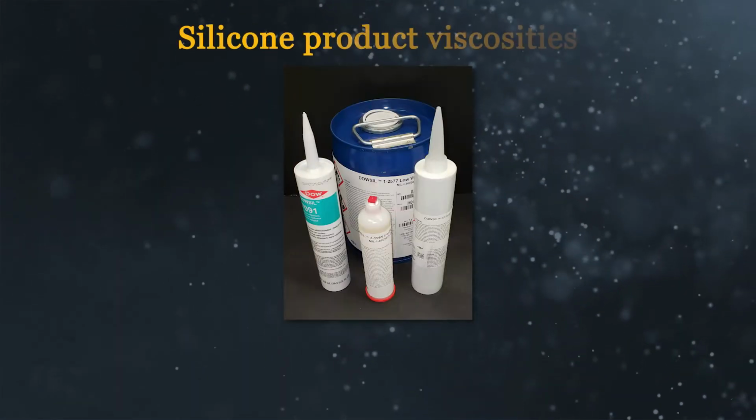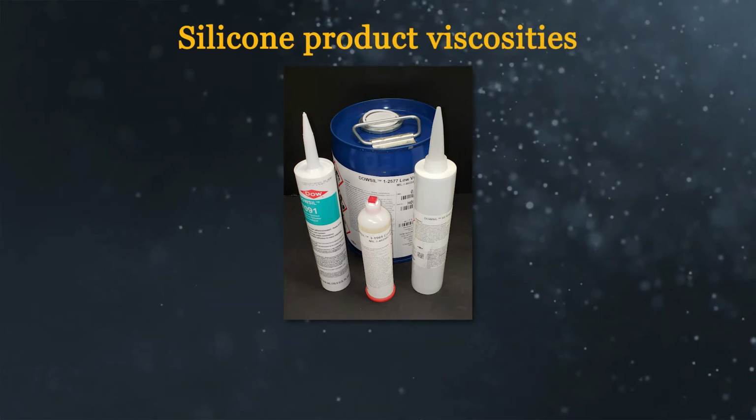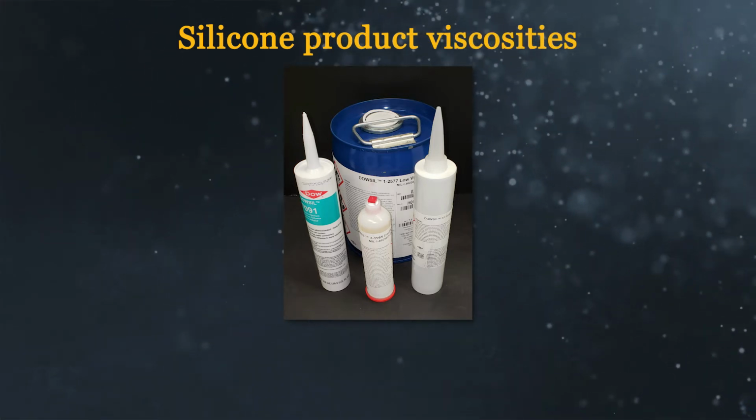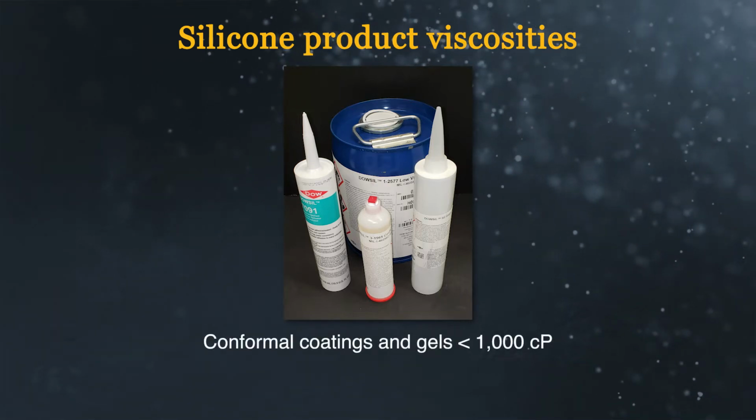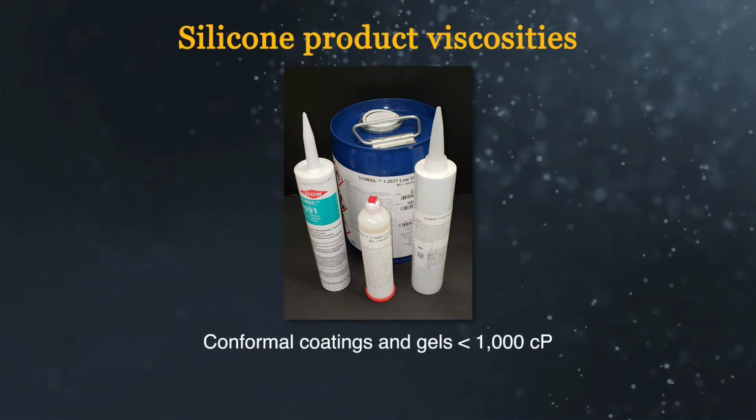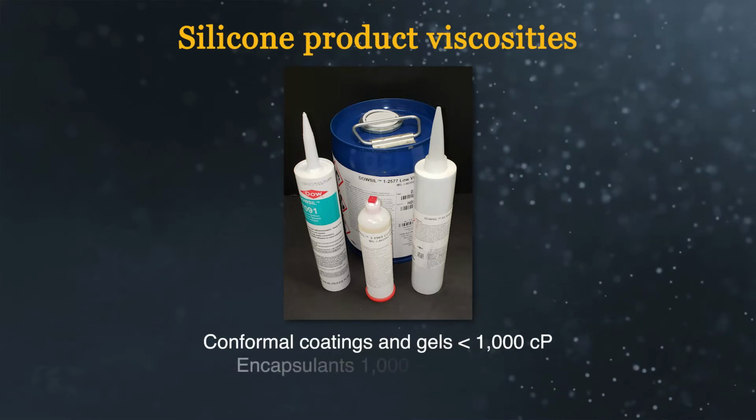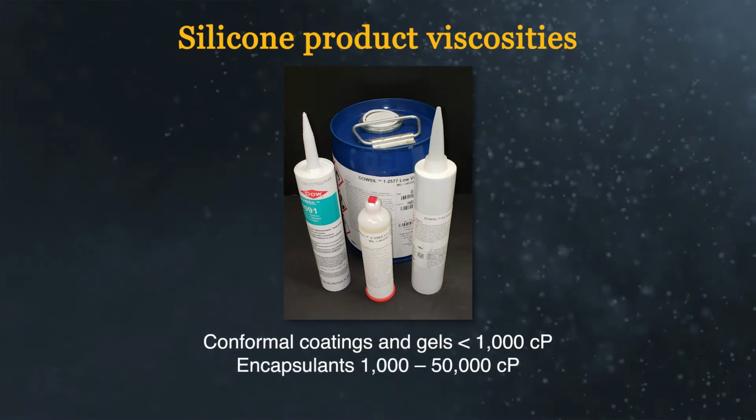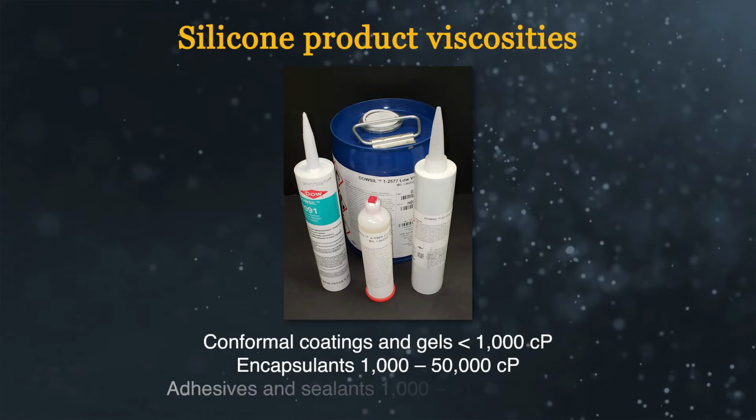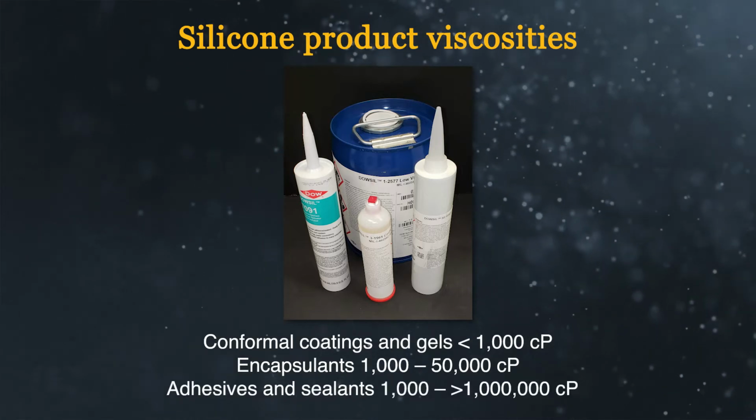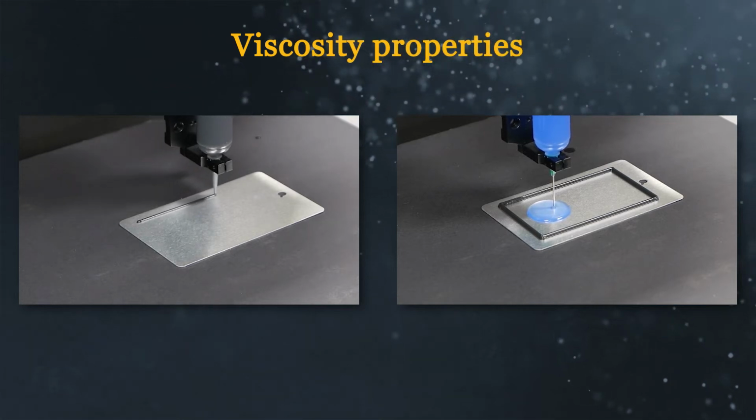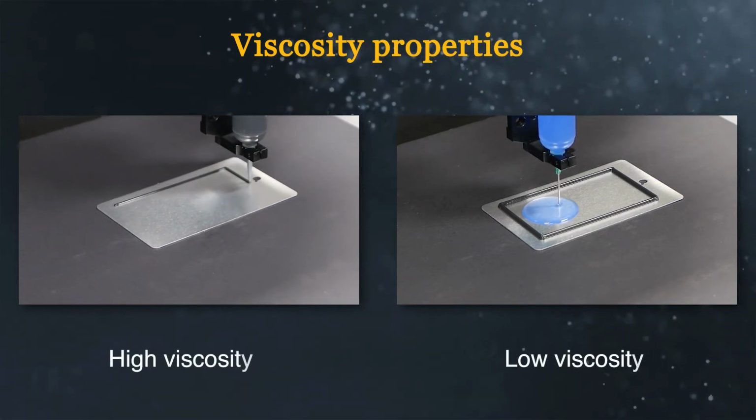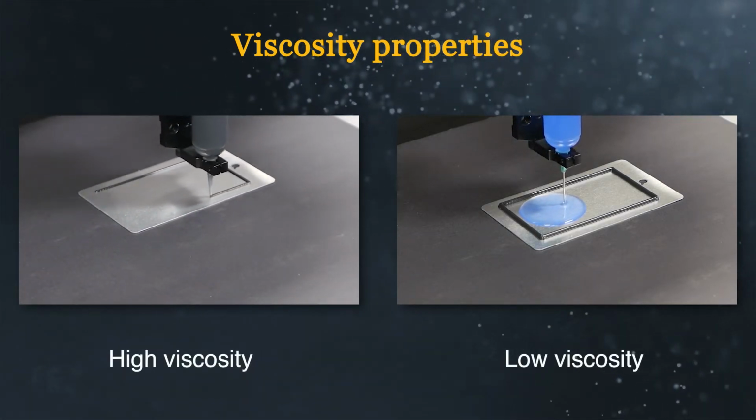Silicone products commonly used in electronics have a wide range of viscosities depending on the product type. Conformal coatings and gels are typically less than 1,000 centipoise. Most encapsulants are 1,000 to 50,000 centipoise, and adhesives range from 1,000 to over 1 million centipoise. The lower the viscosity, the faster and further a material will flow out when dispensed.